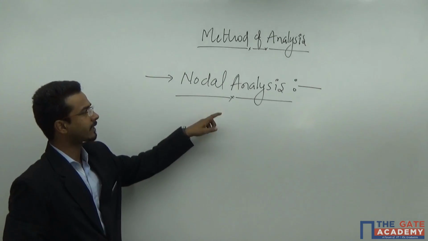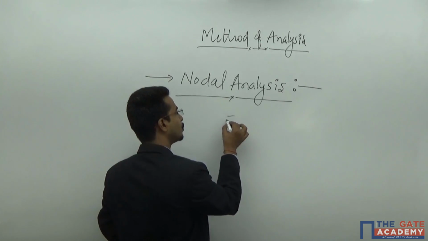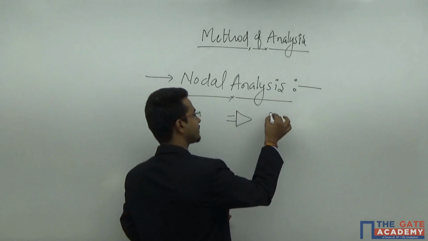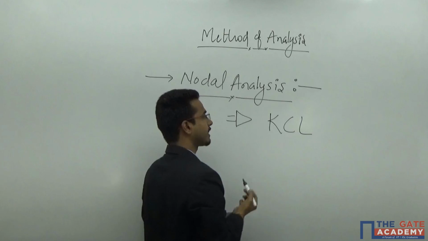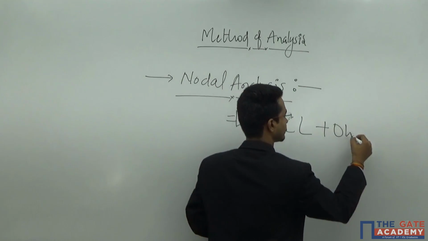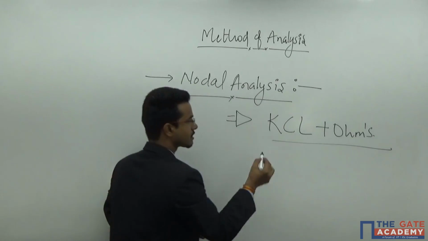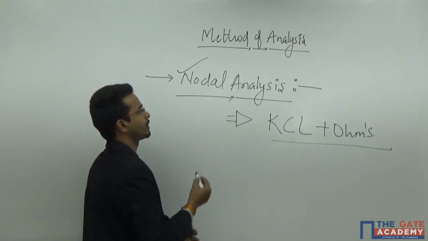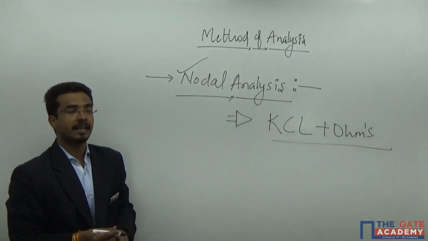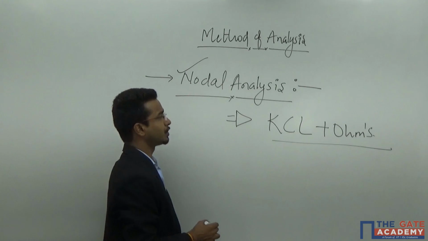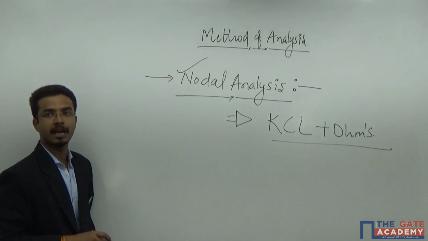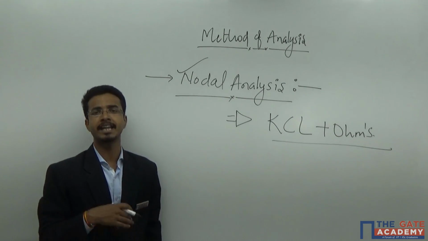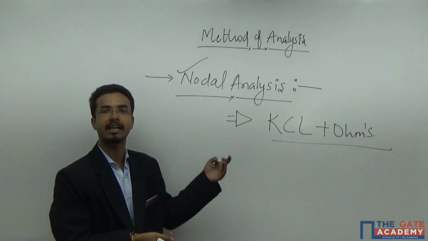Nodal analysis is basically based on the combination of 2 laws which we have studied earlier in the basics. The first one is KCL, Kirchhoff's current law, plus Ohm's law. These 2 laws I will use at a time, and I will write down the nodal equations. That means in nodal analysis I will calculate the node potentials in the circuit. I will calculate the potential of each node, and by that I can calculate anything, that means the potential across any component or the current through any component.